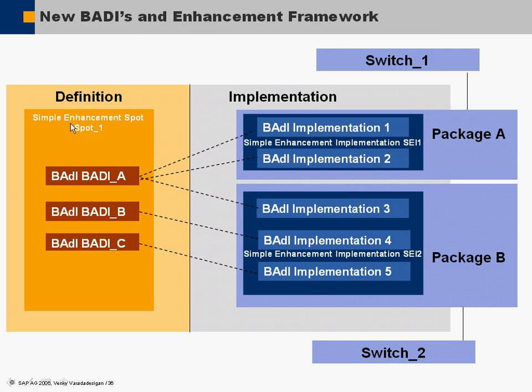So for example, on the left hand side you have the BAdI definition, exactly similar to the source code definition, source code plugin. You have the BAdI definitions as part of the enhancement spot, and then you implement those BAdI implementations which are basically part of the enhancement implementation, which could be part of the package. For example, in this case package A, and the package could be switched using the switch framework.